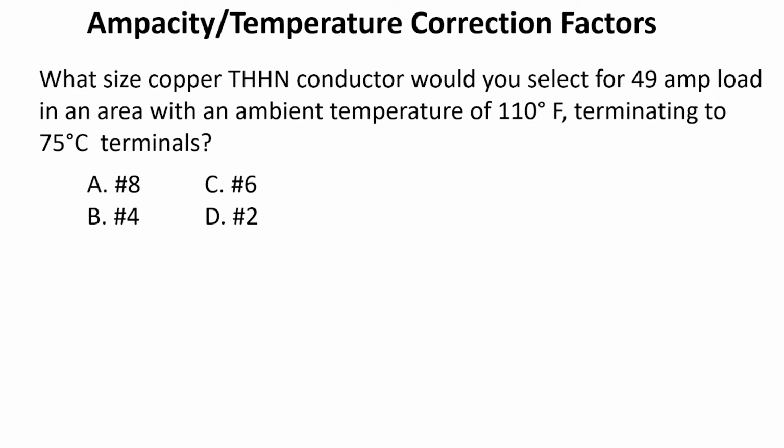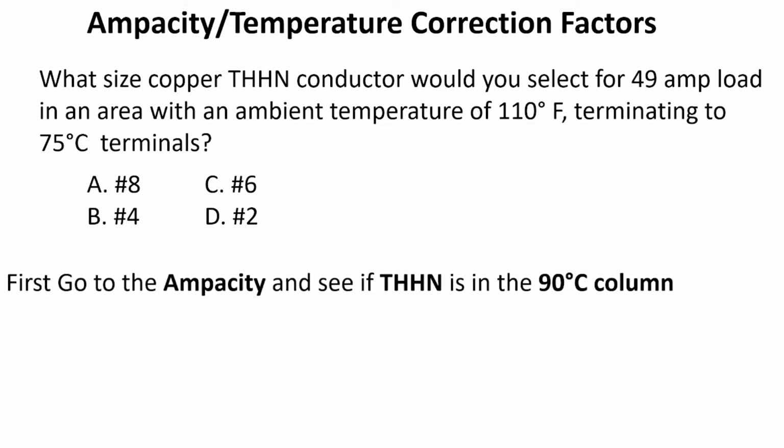What size copper THHN conductor would you select for a 49 amp load in an area with an ambient temperature of 110 degrees terminating to 75 degree C terminals? First, we go to our ampacity chart and we make sure that THHN is in the 90 degree column. It is, so we can select from there to do our adjustments.